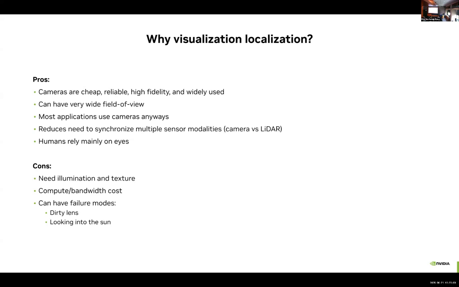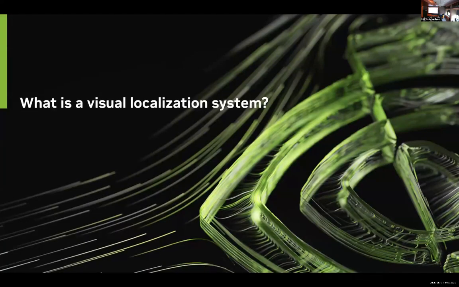So some of the cons of visual localization, you need to have illumination and you need to have texture. I'll, for example, show some examples of stereo networks that are able to actually use priors that were learned during training. But flat surfaces, if you don't have any texture, you can't understand what's going on there. Versus LiDARs, for example, you can actually measure a flat surface because you're actively illuminating the flat surface. Of course, also when you have large images, lots of data, lots of pixels, lots of compute cost and bandwidth cost. And also, of course, you can have failure modes.